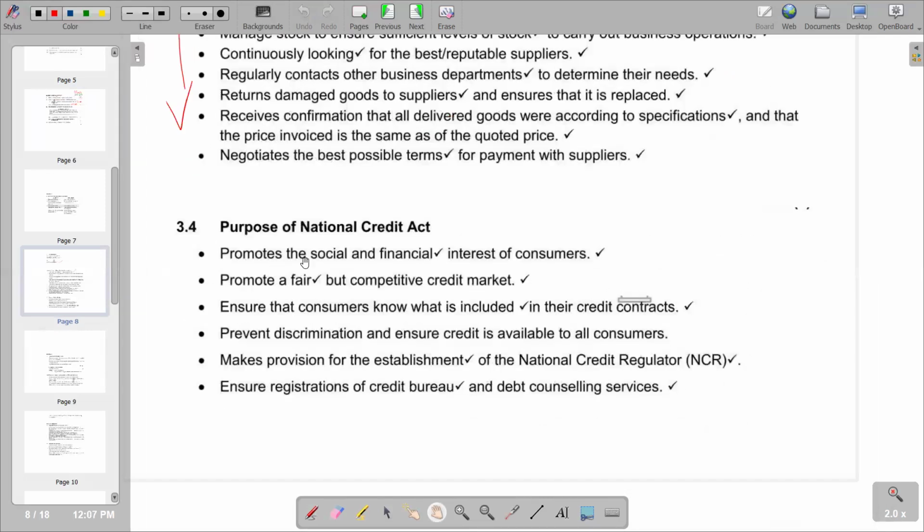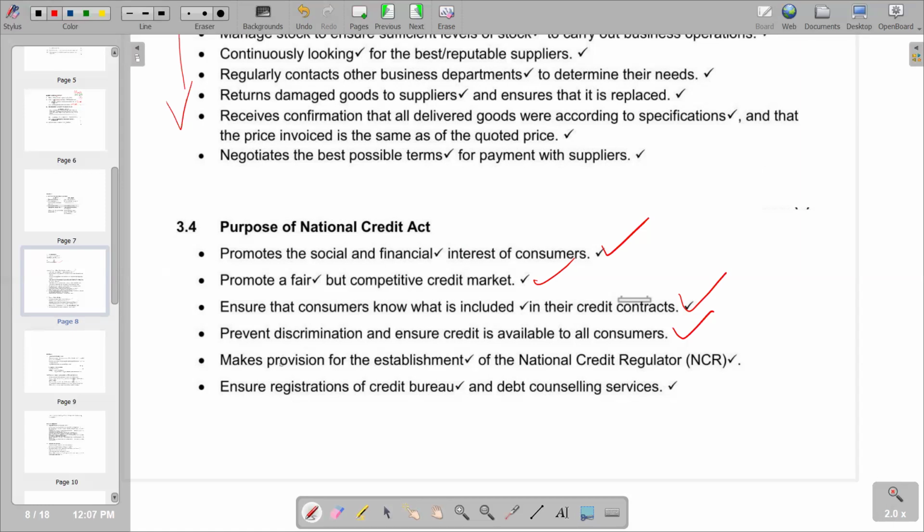The first one says promote the social and financial interests of consumers. Second, promote a fair but competitive credit market, and then ensure that consumers know what is included in their credit contracts. The next one is to prevent discrimination and ensure credit is available to all consumers. So you see that these points are trying to adjust the unbalanced relationship between the credit provider and the consumer.